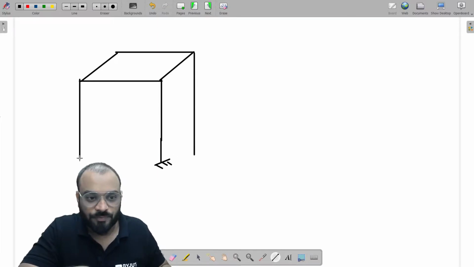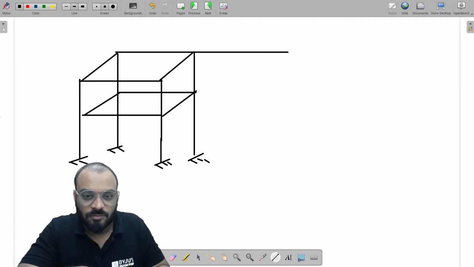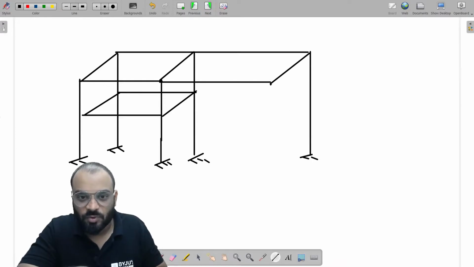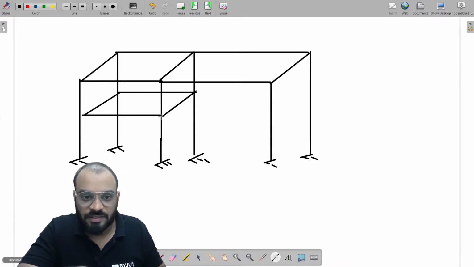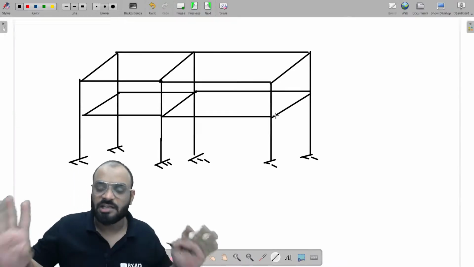Let us suppose again we have one building frame which is to be like this. Now again you need to calculate what is the value of DSI. This is the question, right? Another type of building frame. How can you do it? Again, it is very simple.